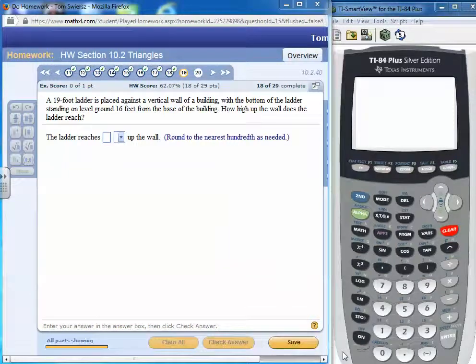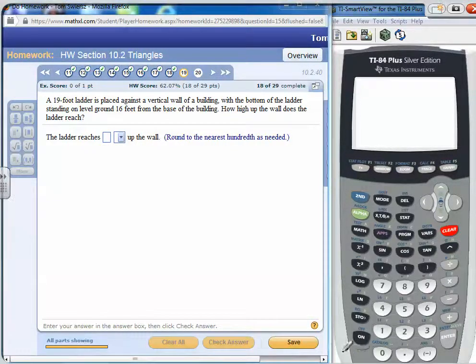Let's go ahead and solve homework exercise number 19 from section 10.2. It states that a 19-foot ladder is placed against a vertical wall of a building. So here we have our building and our ladder right here. Okay, and the ladder is 19 feet.